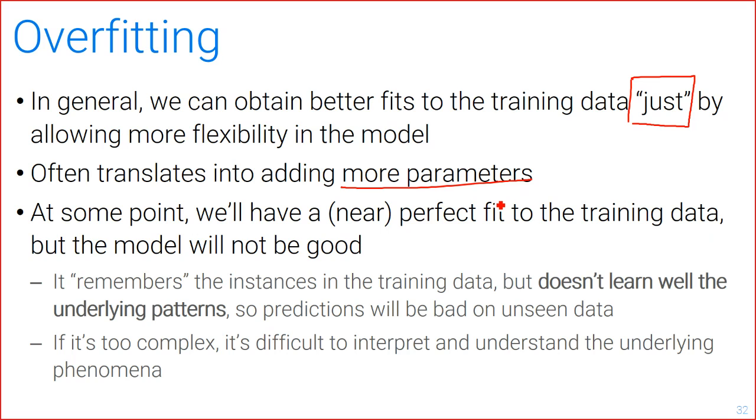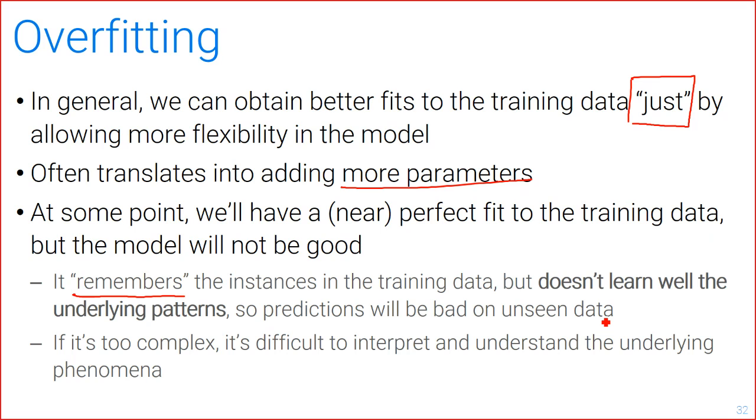But the model will not be any good beyond the training data. It will not be a good model of reality. It will be a perfect model for the training data that we have at hand, but it will not be a good model for reality. Why? Because it kind of remembers the instances in the training data. That's what we're building, a model of the training data, but it doesn't learn the underlying patterns. It doesn't learn the underlying relationships between the variables.